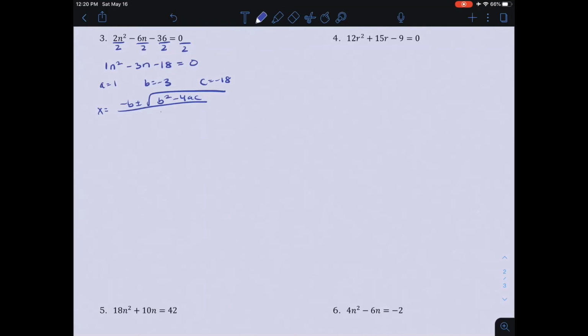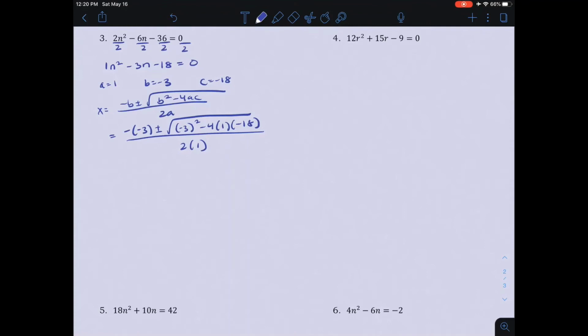Hopefully you're writing this down as well. And then from there, we're going to make our substitutions. So for negative b, I'm going to write this as negative 3. Right? Always put parentheses when you're making substitutions. Here, instead of b, I'm going to replace it with negative 3 squared minus 4. A is just 1, and c is negative 18. All of that will be over 2 times a, which is just 1.